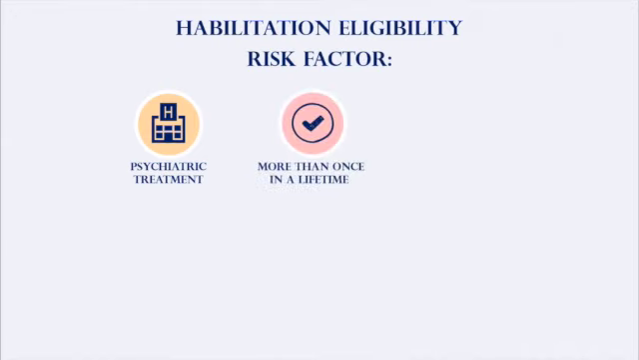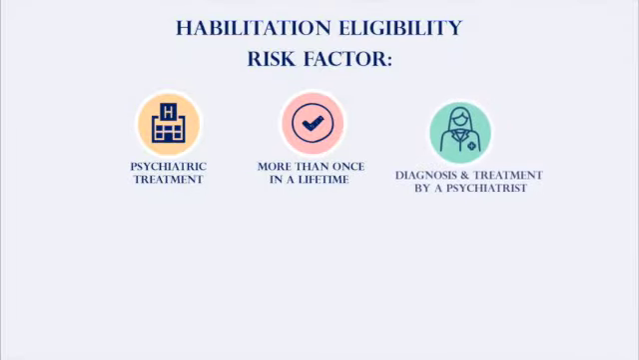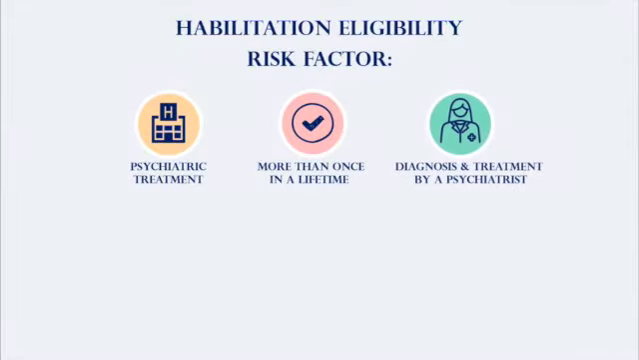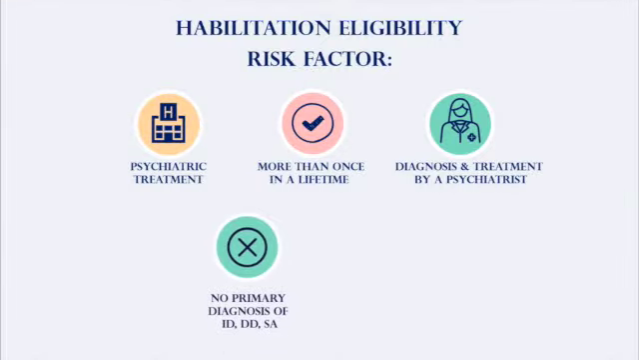lifetime. So, for example, they have accessed emergency mental health services, alternative home care, partial hospitalization, or inpatient hospitalization. Medicaid describes psychiatric treatment as a condition or conditions where a diagnosis and treatment are typically provided by a psychiatrist. This does not include a primary diagnosis of intellectual disability, developmental disability, or substance abuse.